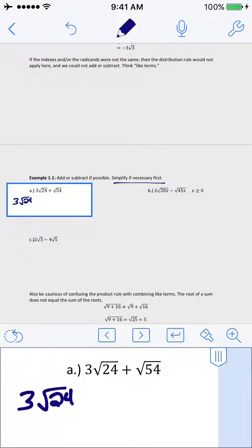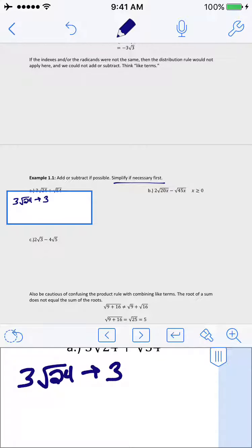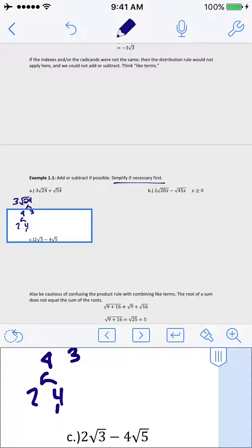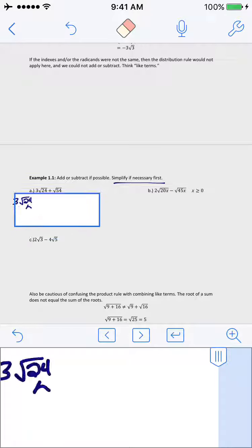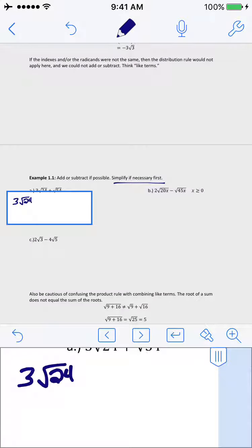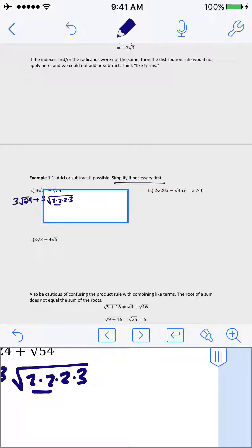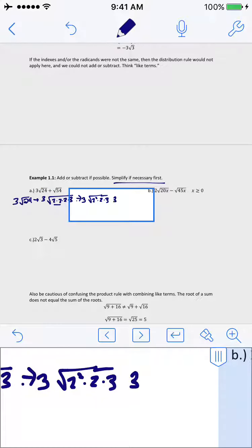3 root 24. Let's start with that one. That's the same thing as 3, well, let's divide it up. So that would be 8 and 3, and 2 and 4, and 2 and 2. Okay, so that would be 2 times 2 times 2. So this is going to be the same thing as 3 times 2 times 2 times 2 times 3. I see a group of 2's here, so 3 times 2 squared, 2 times 3, right? Or 3 times 2, root 2 times 3.